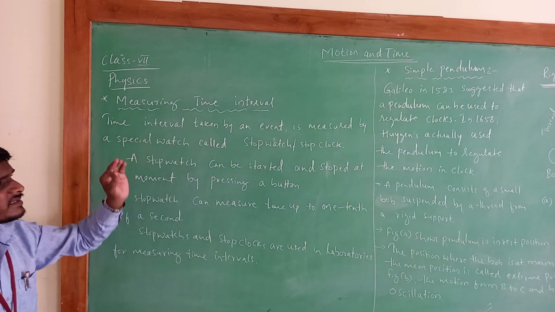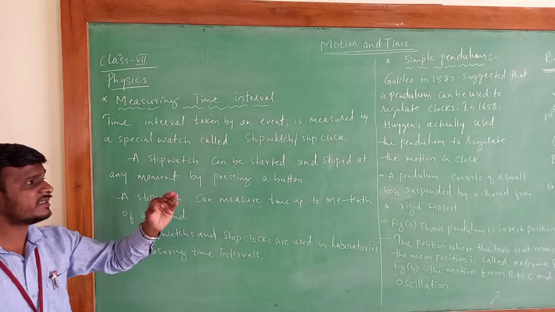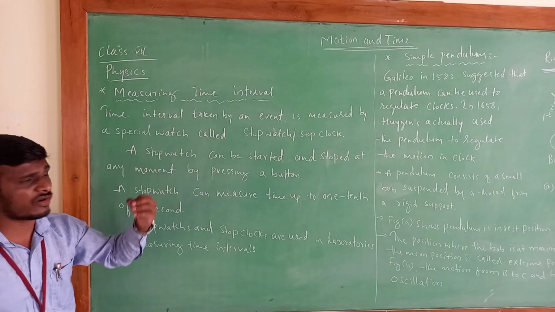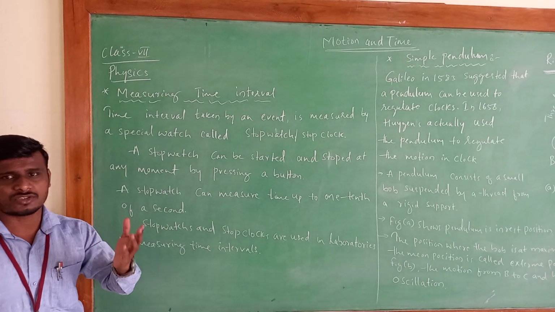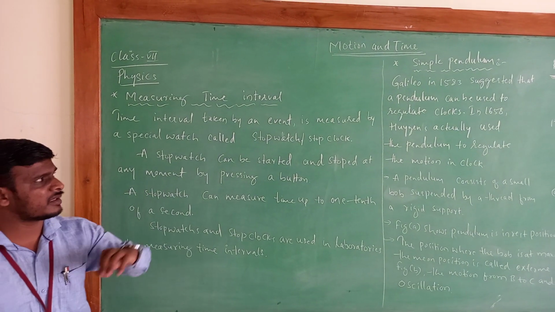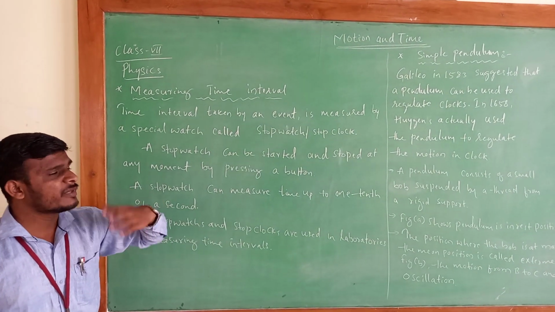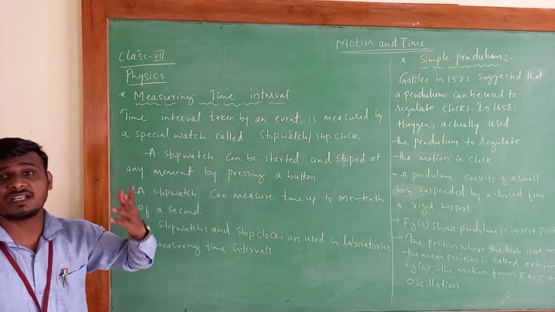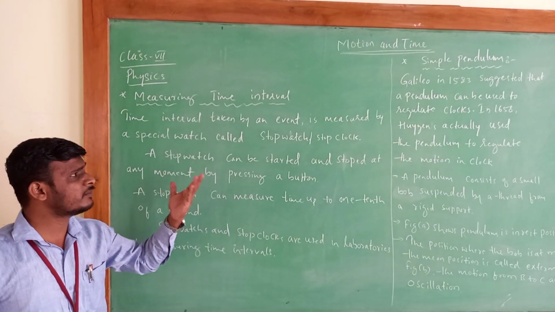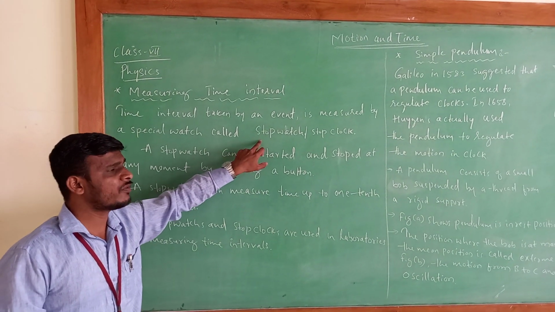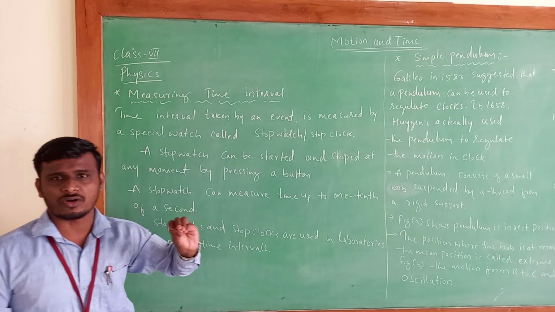The time interval of an event is measured by a special watch called a stopwatch or a stop clock. If you are organizing an event, then to measure the time we use a special instrument. Those instruments we call stopwatches or stop clocks.